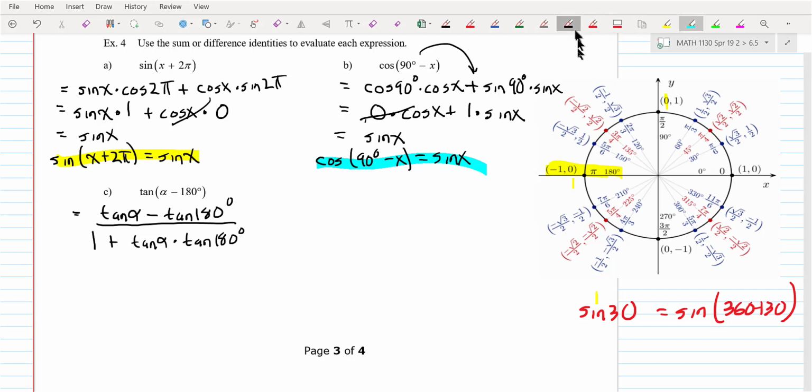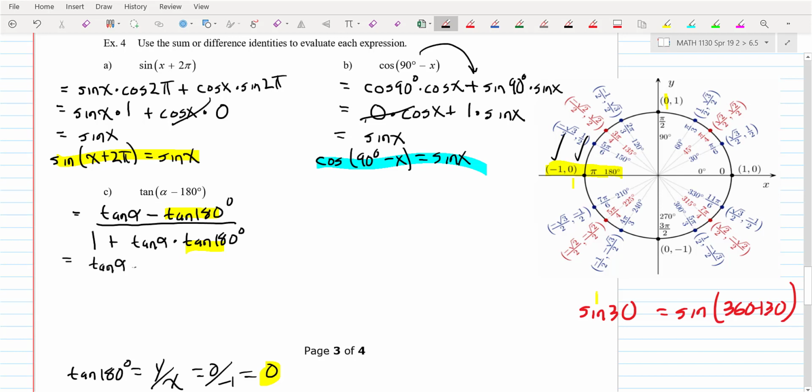And what you'd have on this then is the tangent of 180 degrees is just y over x. So if you look at this, y is 0, x is -1. So you would get 0, right? So basically everywhere you see tangent 180, just plug in a 0. Okay, so you would end up having tangent of alpha minus 0 over 1 plus tangent of alpha times 0, with that crossing out. So what you would end up getting is you just have tangent of alpha over 1. So you would get tangent of alpha, okay?